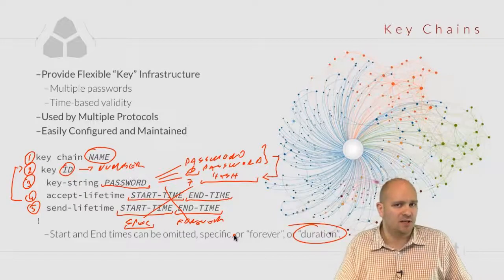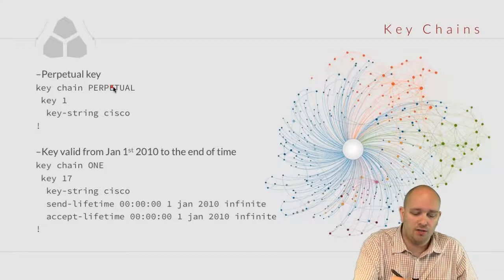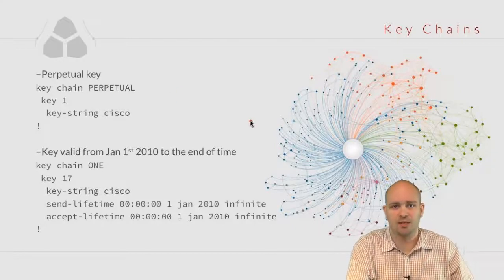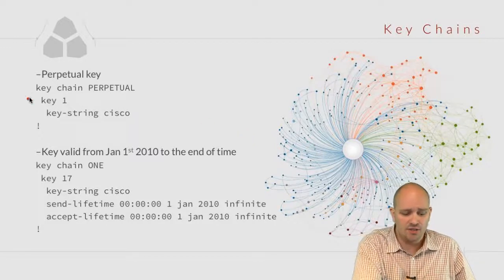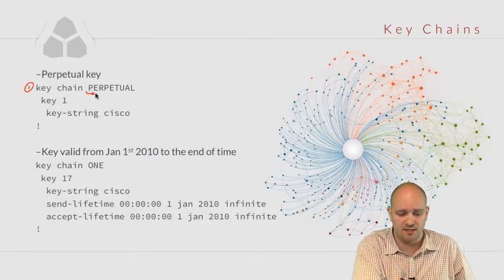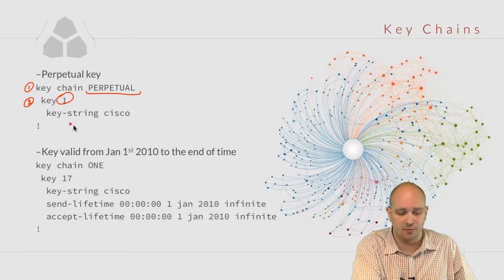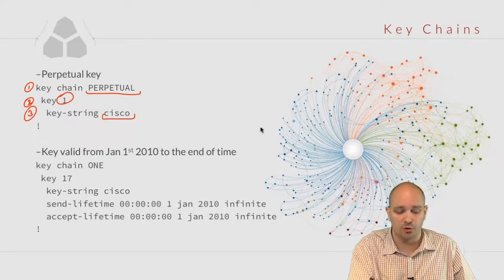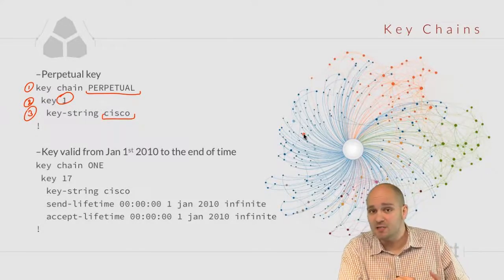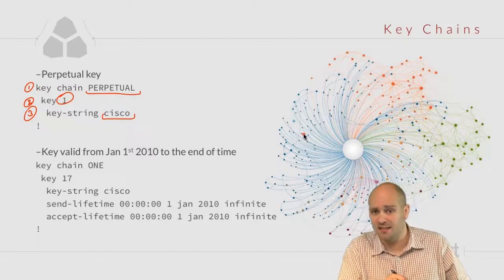Let's take a look at a couple of keychain configuration examples. In the first example here, we are defining what I like to call a perpetual key. This is the simplest form that we can use the keychain in. We are simply specifying the keychain name, and in this case it's going to be perpetual. We are specifying the key ID, in this case key ID number 1. And finally, we are saying that the password we are going to be using is Cisco. Since we have not specified start or end time or accept or send lifetimes, this key is always valid.